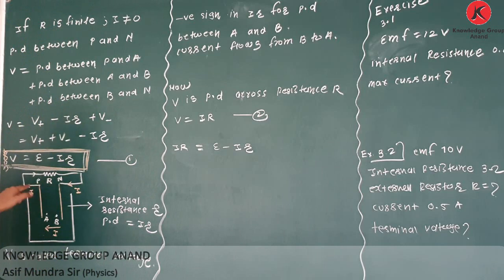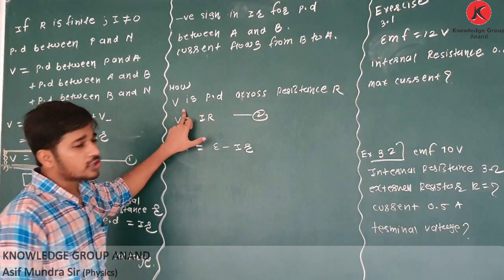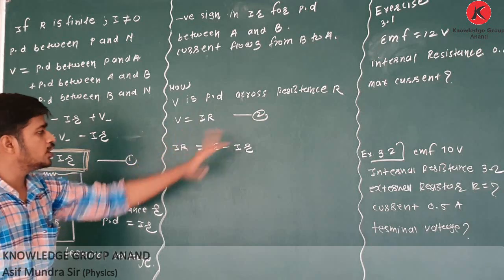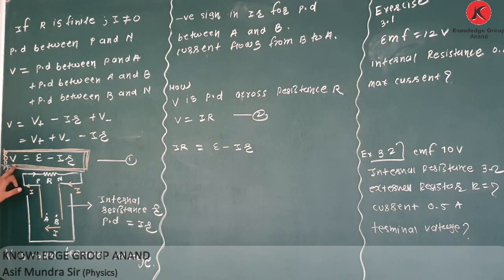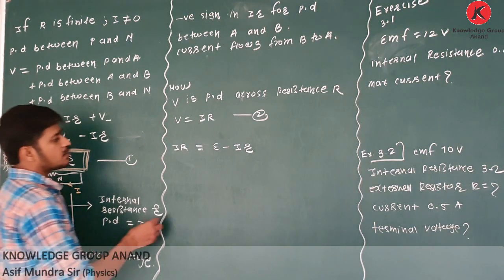So the negative sign in IR is for the potential difference between E and V, and the current flows accordingly. Now, the resistance of this resistor is R. The cell is connected across this resistor, so if the potential difference between P and N is V, then the potential difference across R is also V. So we can write V is equal to IR. V is equal to E minus Ir and V is equal to IR.